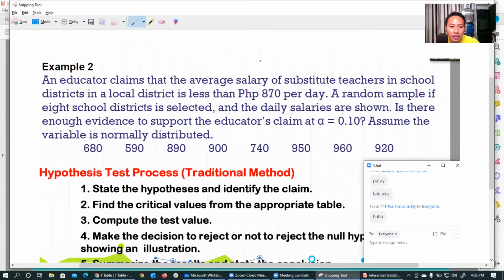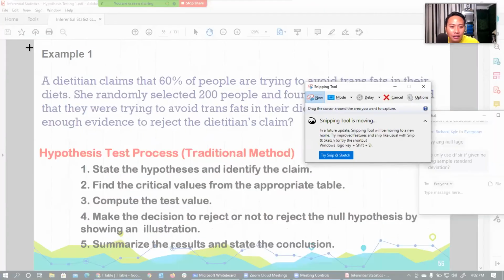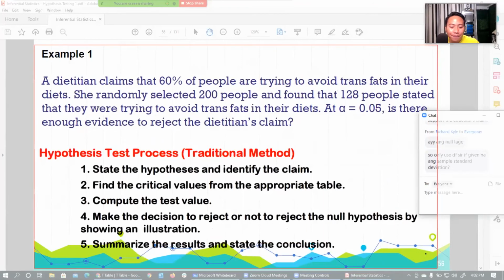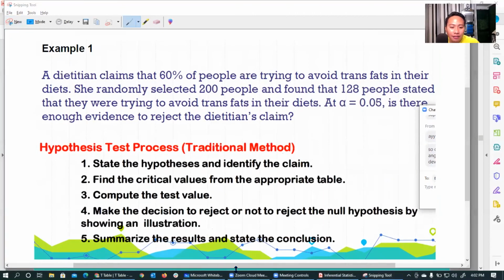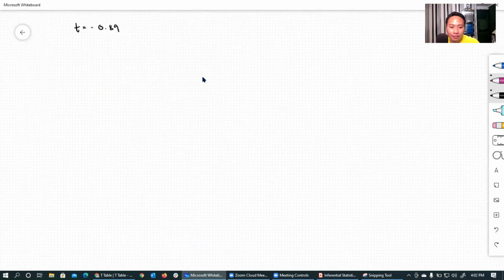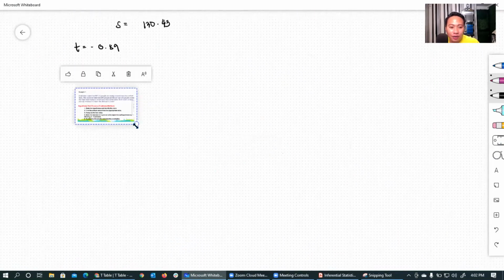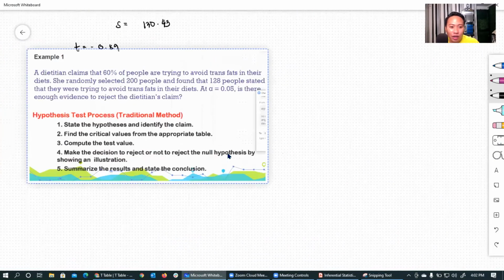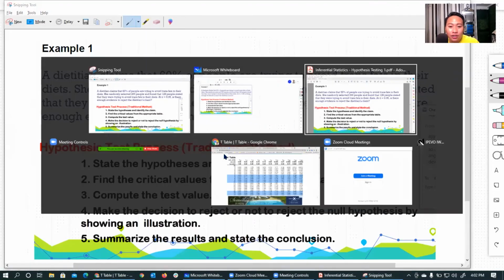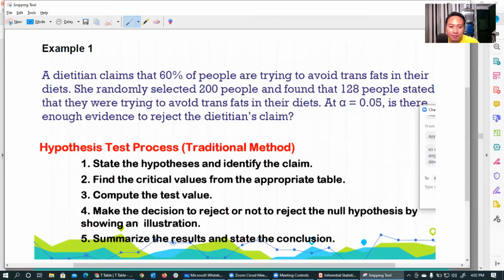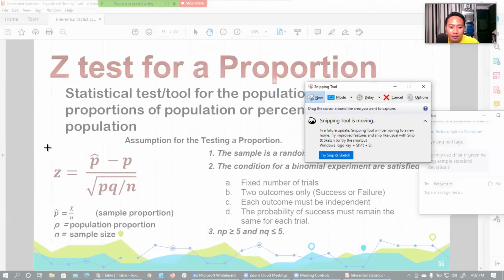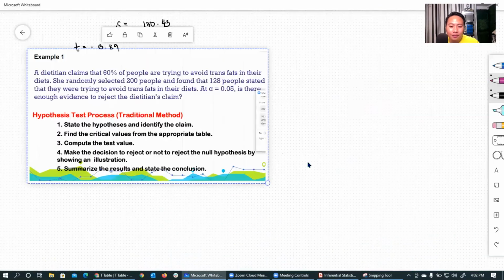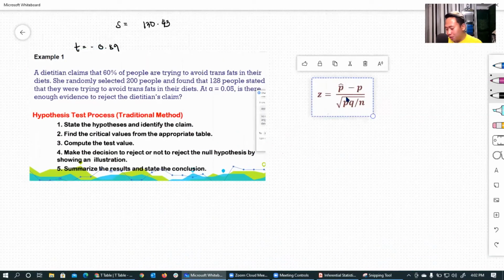I'm going to take a screenshot of this one, and then paste it on the whiteboard here. And also, I'm going to take a screenshot of the formula that we're going to be using to solve this item here. There. All right. So we are still going to be doing the same steps as I've mentioned earlier.